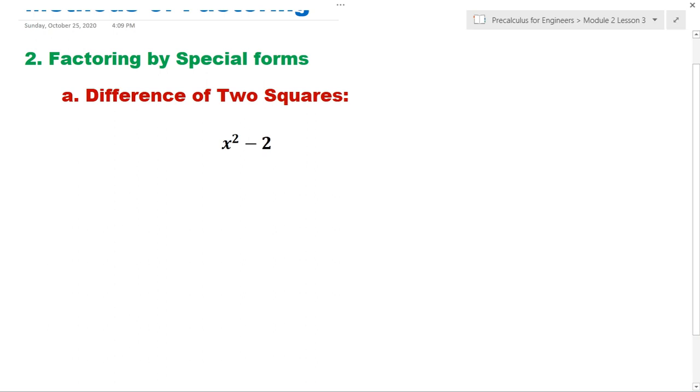How about this one, x squared minus 2? Okay, dito tayo kasi medyo ano to. Do you think this can be factor out? Sir, yung 2. Like, meron bang number na kapag i-squared mo magiging 2? Actually, kung rational number, wala. Pero meron siyang irrational number, which is square root of 2. So, therefore, pwede pala ito ma-rewrite as x squared minus square root of 2 squared.